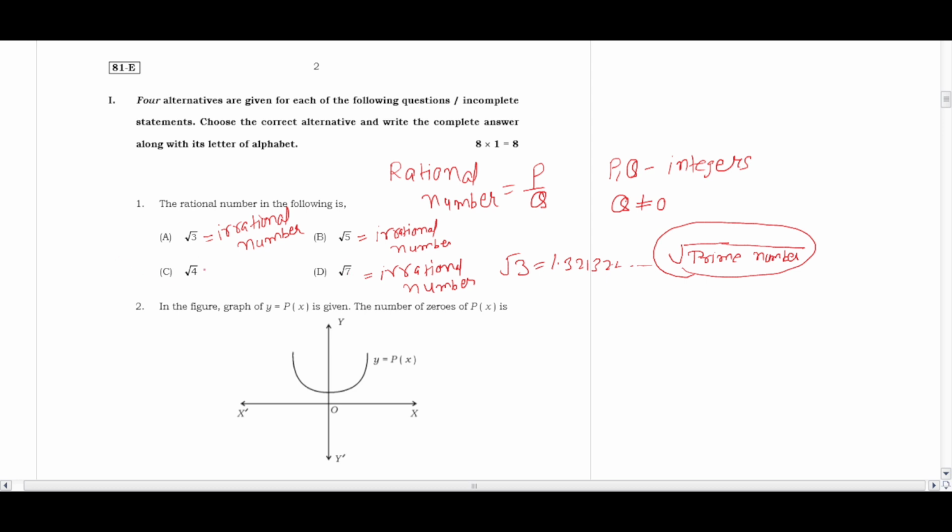Then the square root of 4 comes to 2, because 2 is 2 by 1, which is p by q form, so this is a rational number. The answer is just C, C for cat. Okay, then next let's go to the second question.